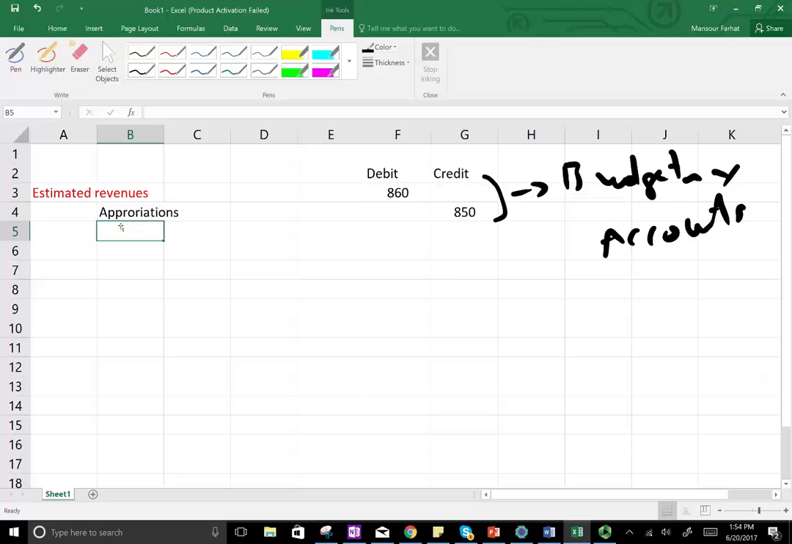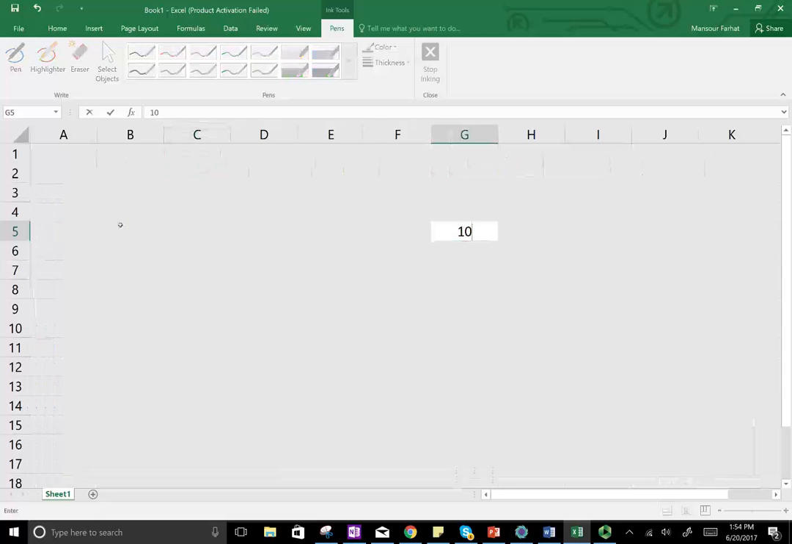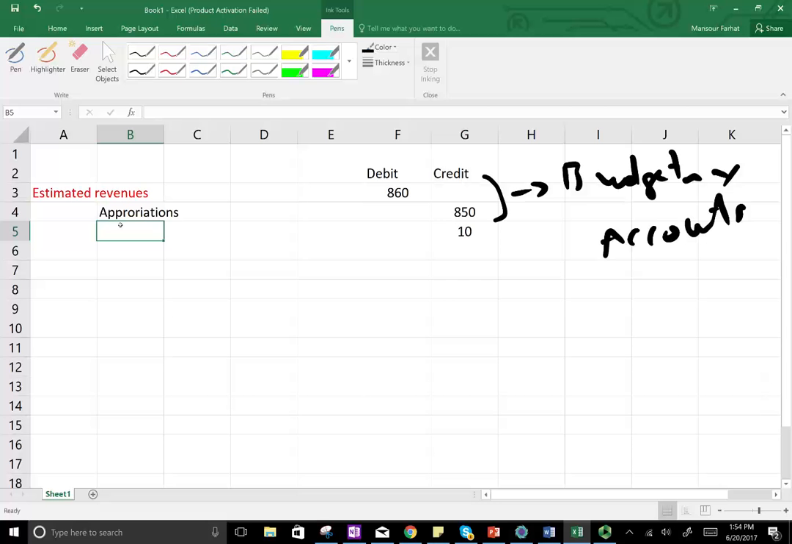Well, we estimate to bring in revenues of $860, and we expect to incur expenditures or appropriations of $850. The difference is $10. What do we call this difference? Well, this is basically an increase in the fund balance, like an increase in retained earnings or equity of a business. So if you are planning to bring in $860 and spend $850, the difference is an increase in fund balance.